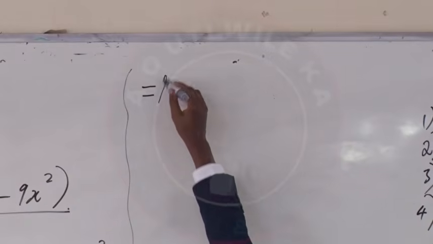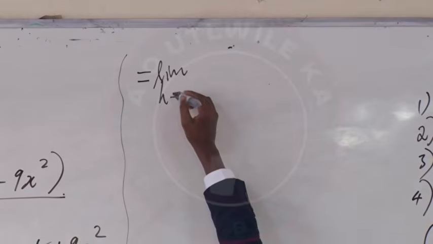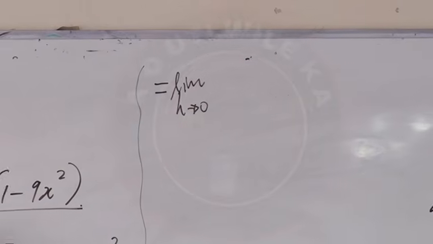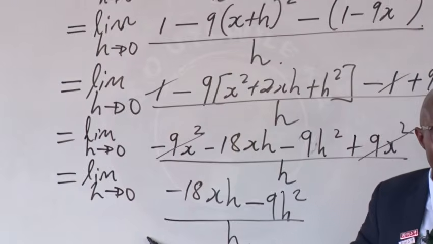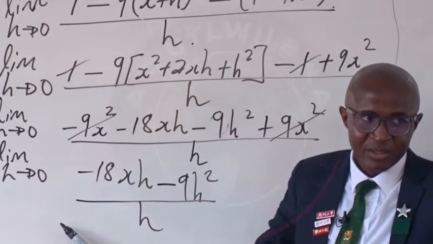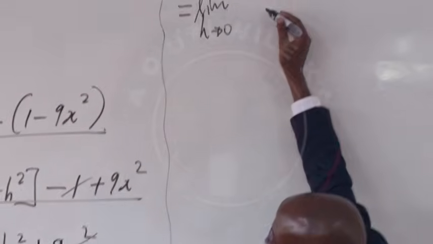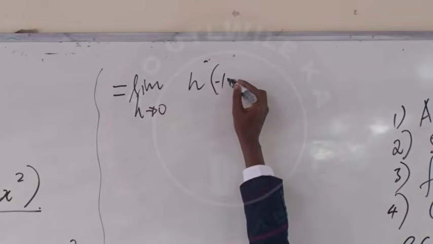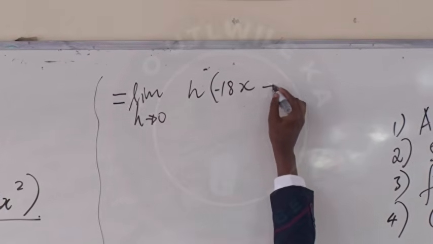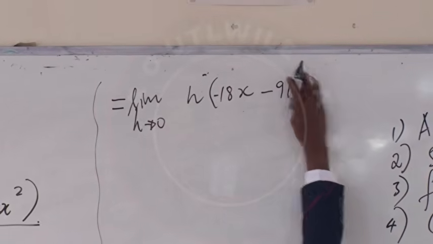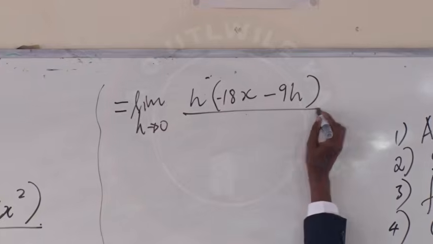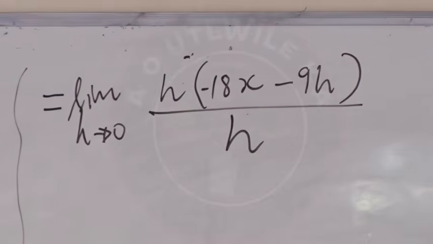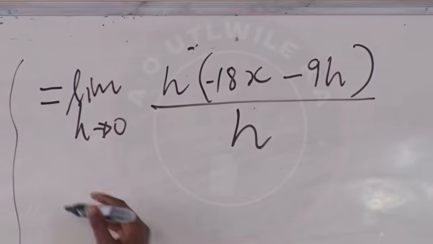Equal to limit. This is important. Without this, you will have a breakdown. So be careful. Talk to me. Negative 18x minus 9h, divided by h. Okay, there you are. Then, what must I do quickly?